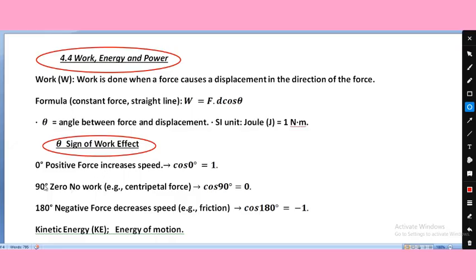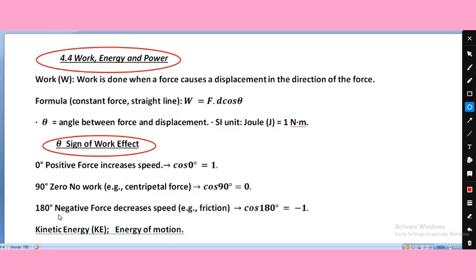When the angle between the direction of the applied force and the displacement is 90 degrees, due to the value of cos of 90 degrees being equal to 0, when we insert the given value into the equation, F times displacement times 0, we get the work done equal to 0. It depends on the angle theta.